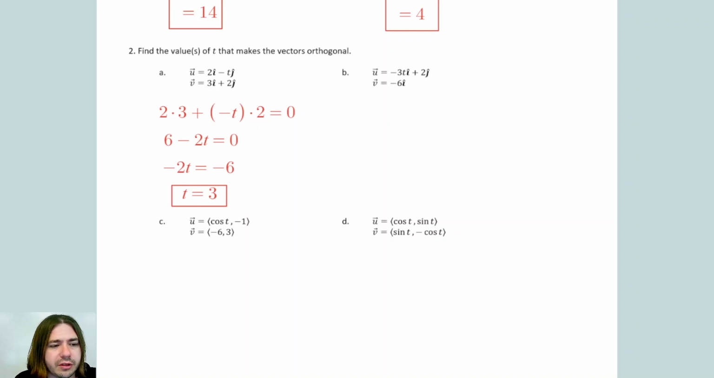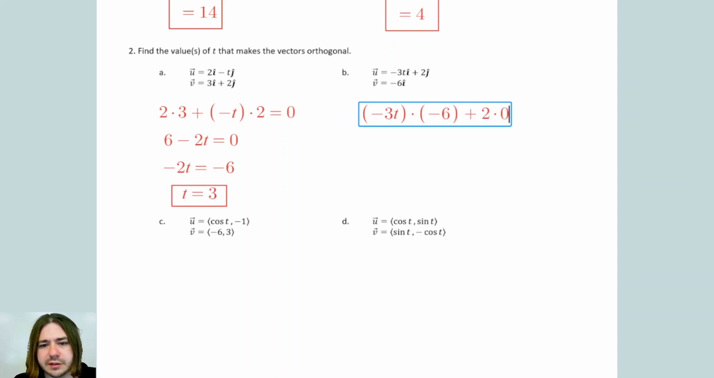So for B, the only thing to really point out here versus the other ones is that, notice there's no j component on the second vector, so we're just going to assume that it's 0. So negative 3t times, let me put that in parentheses here, so negative 3t times negative 6 plus 2 times 0. Notice how the j component's missing here, so it's kind of like just saying plus 0j, equals 0.